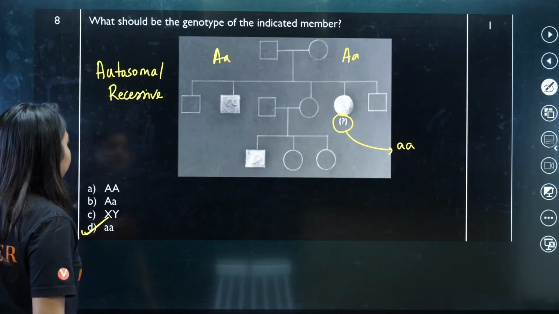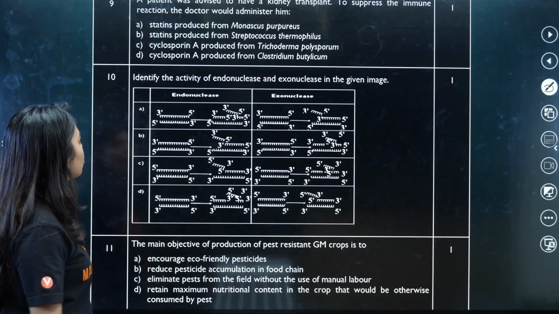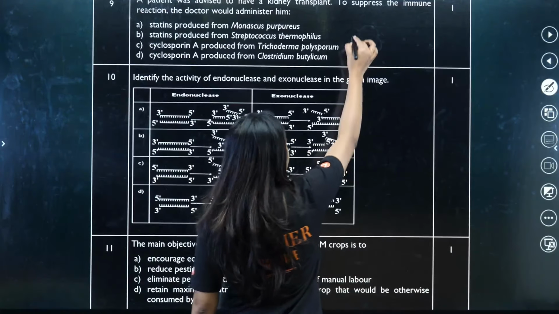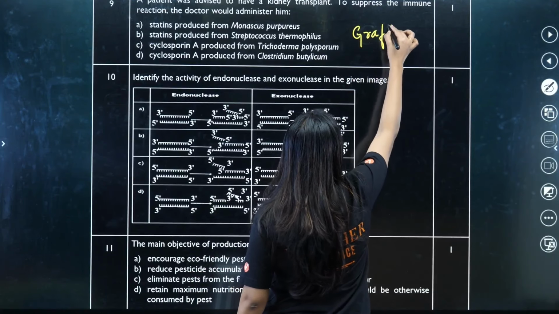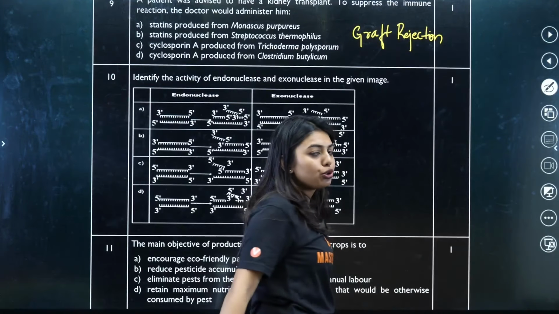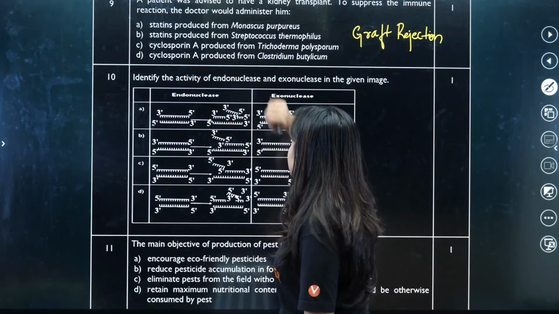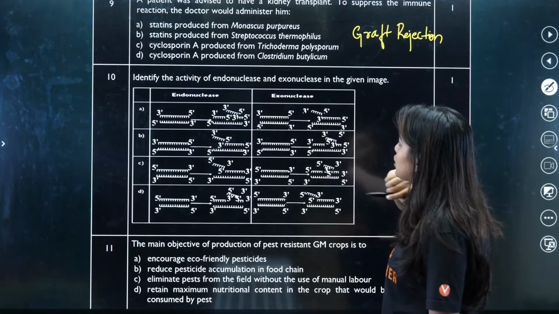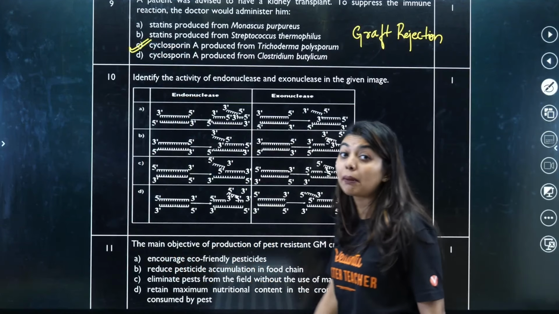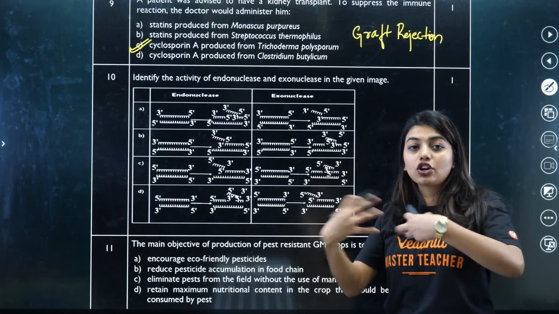Okay, option D. Yes. Now, a patient was advised to have a kidney transplant. To suppress the immune reaction, the doctor would administer... So, understand, whenever we have to protect from graft rejection, right? From graft rejection, you should understand that we need to give an immunosuppressant, which is cyclosporin A. Now, what is the confusing part here? They have given cyclosporin A produced by Trichoderma polysporum, cyclosporin A produced by Clostridium. So, you should know that cyclosporin A is produced by Trichoderma, which we learned in the microbes chapter. So, cyclosporin A will be given as an immunosuppressant so that the body does not reject the graft.